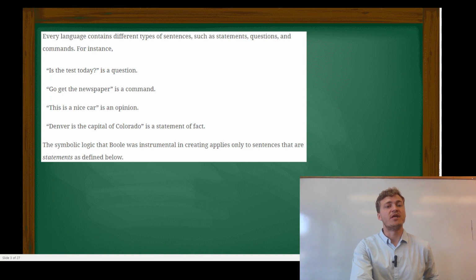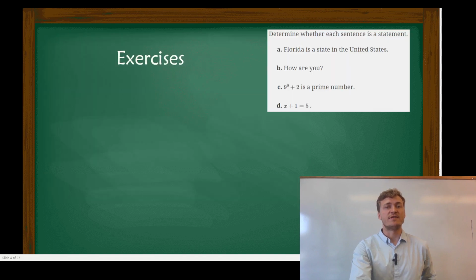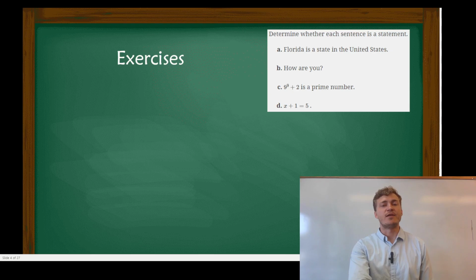The symbolic logic that Boole was instrumental in creating applies only to sentences that are statements as defined below. A statement is a declarative sentence that is either true or false, but not both true and false. For example, determine whether each sentence is a statement. Florida is a state in the United States. How are you? 9 to the 9th power plus 2 is a prime number. X plus 1 equals 5.